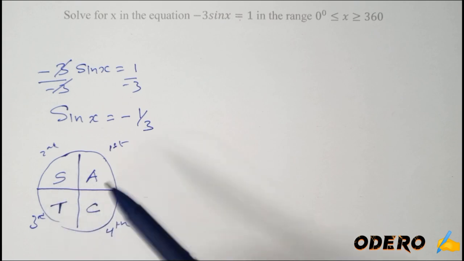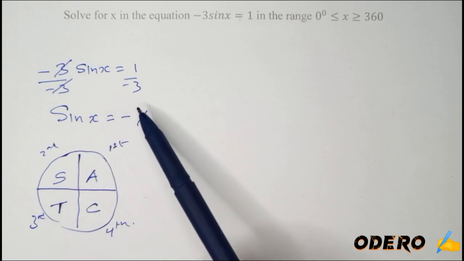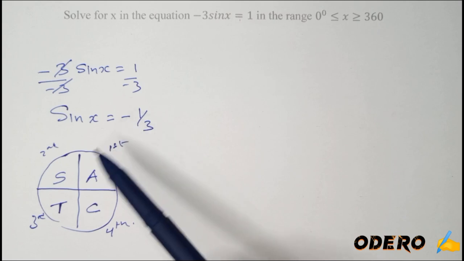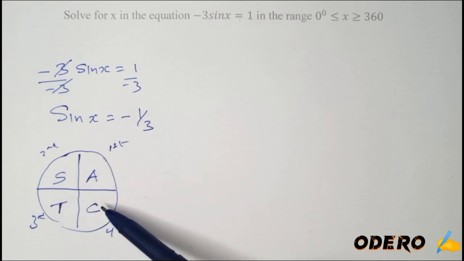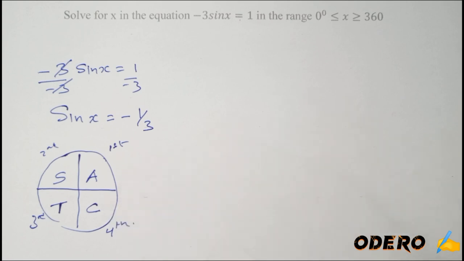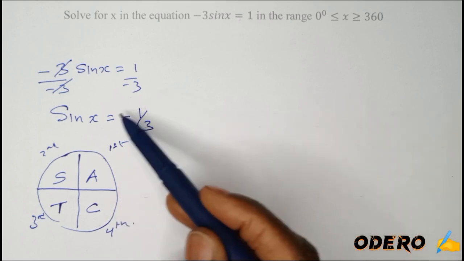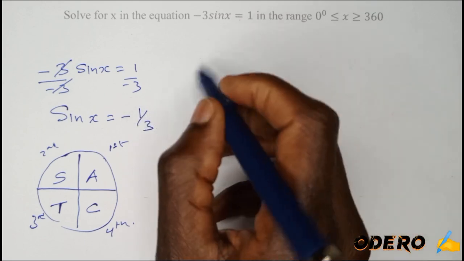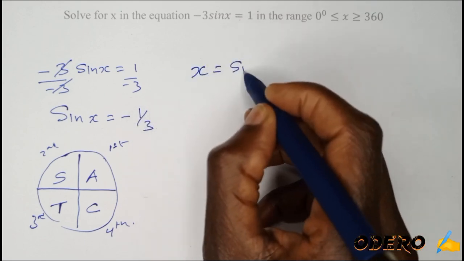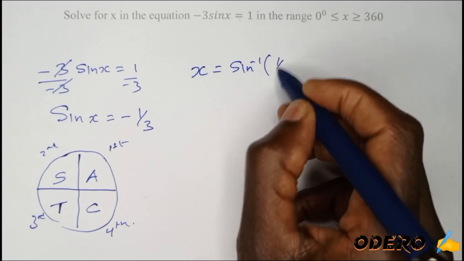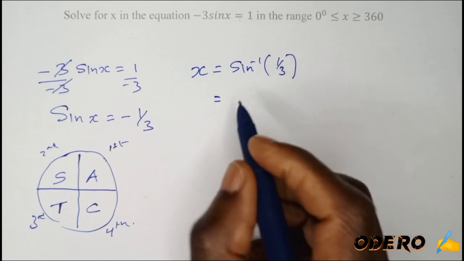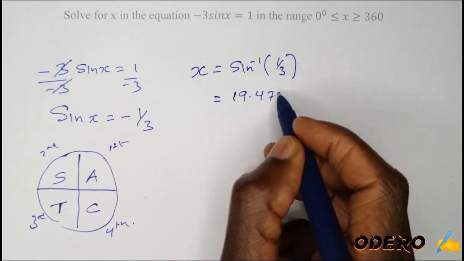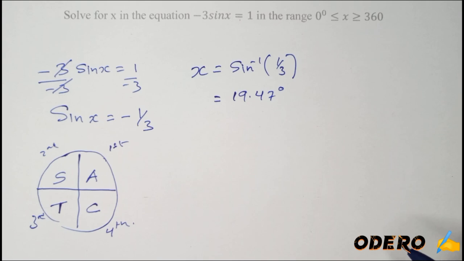So when this is negative 1 over 3, this negative shows us that the angles will be found here and here, where the ratios are negative. After knowing that, you just ignore the negative. So x will be equal to sin inverse of 1 over 3. If you use your calculator, sin inverse of 1 over 3 is 19.47 to 4 significant figures. So that is the value of x.